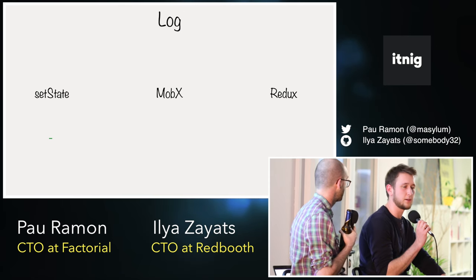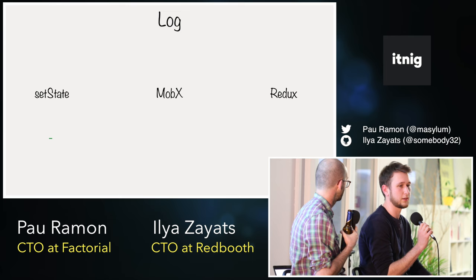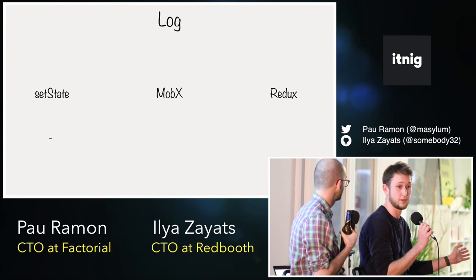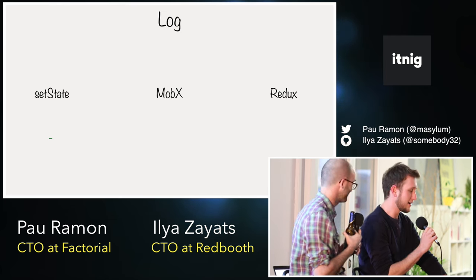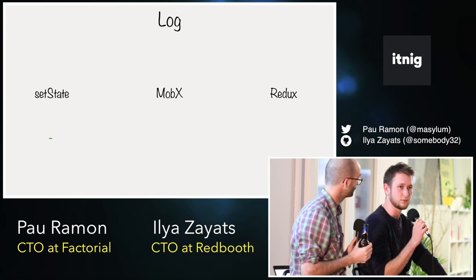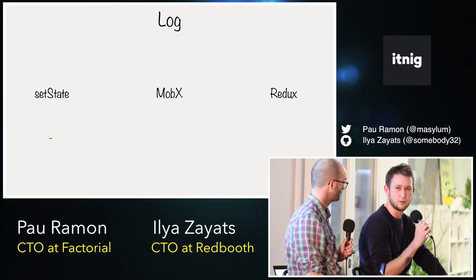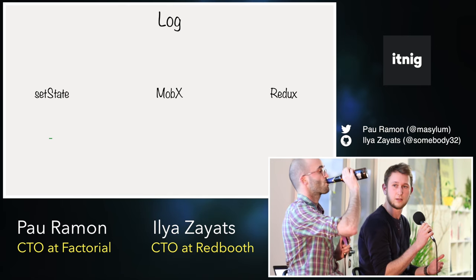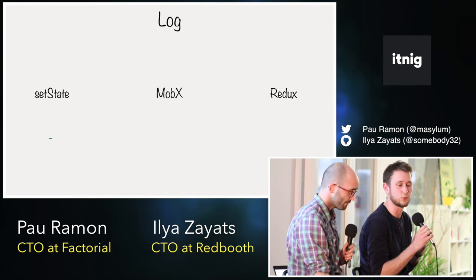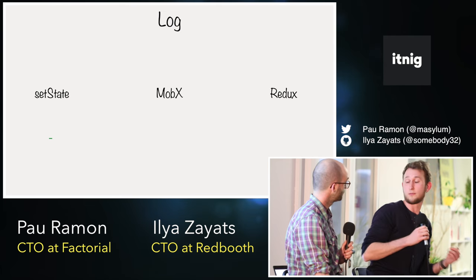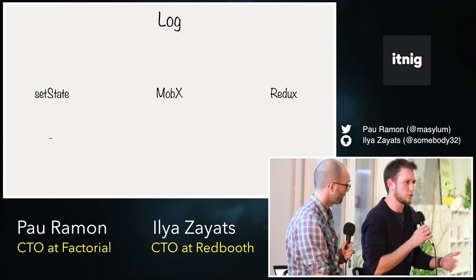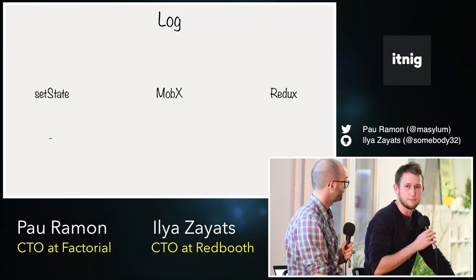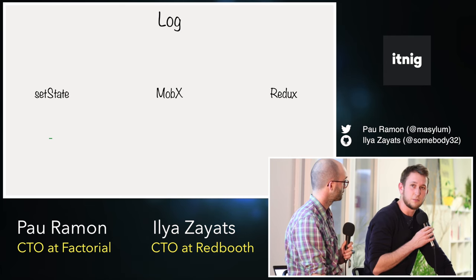For setState, when React just started, everyone was writing mixins because it was really a thing at that time. Just to hook into componentWillUpdate or componentWillReceiveProps and see what the changes were for the state and for the props, and then log to the console or do whatever you want. But yeah, that's the maximum that you can get out of setState logging.